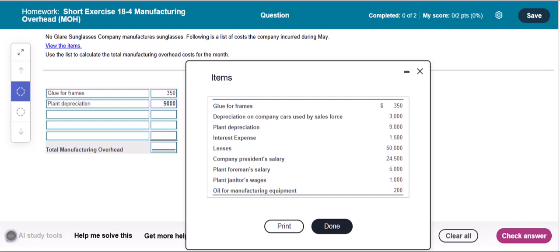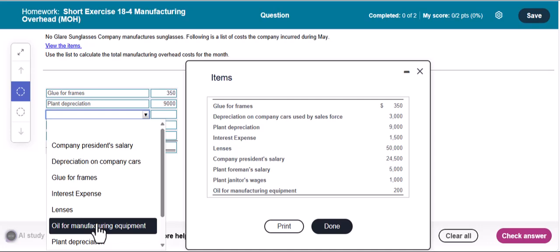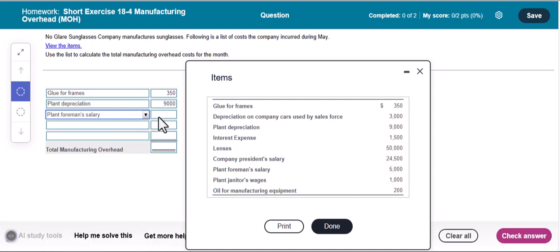Next, the company has the company president's salary for $24,500. Their duties are not actually building or making the sunglasses, so that would be a period cost. Next we have plant foreman salary for $5,000. The plant foreman is in charge of the plant where they make the sunglasses, but he or she does not directly make the certain sunglasses, so this is called a manufacturing overhead expense, so we're going to include that here. Plant foreman salary for $5,000.